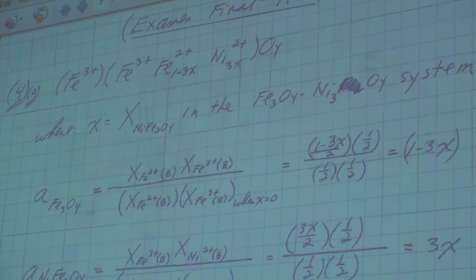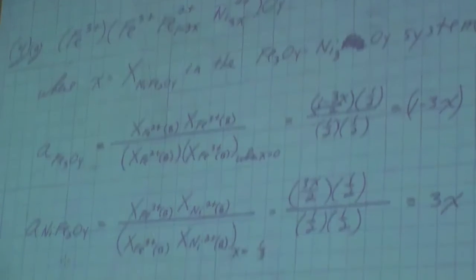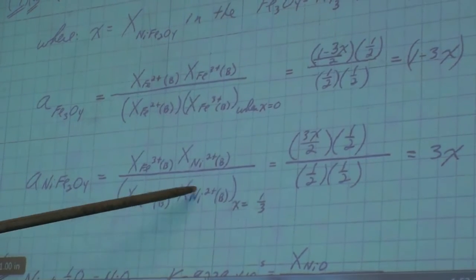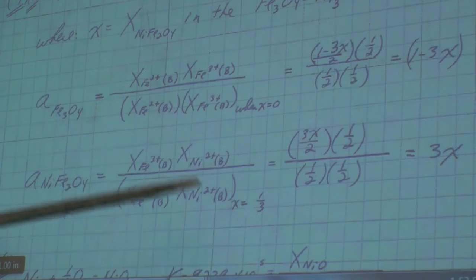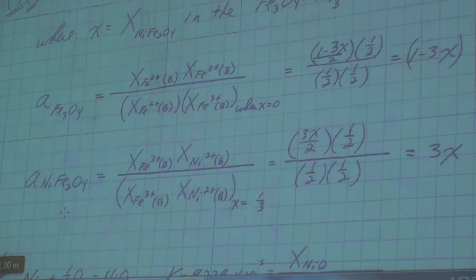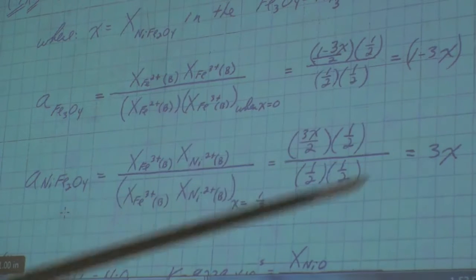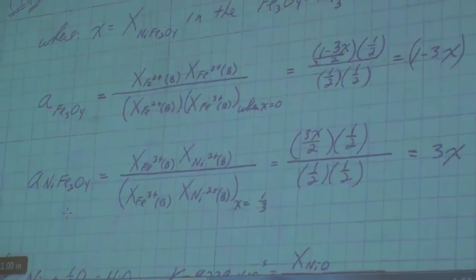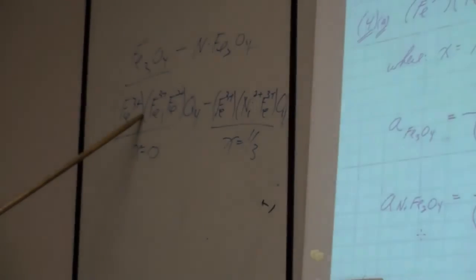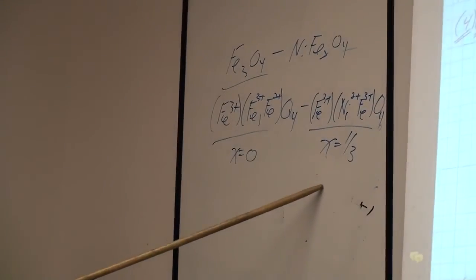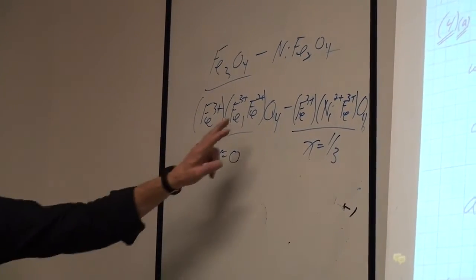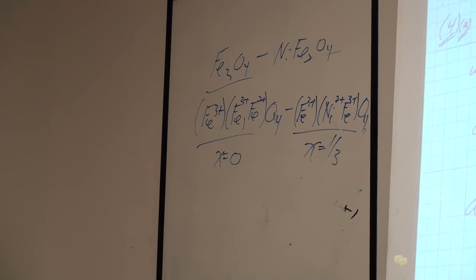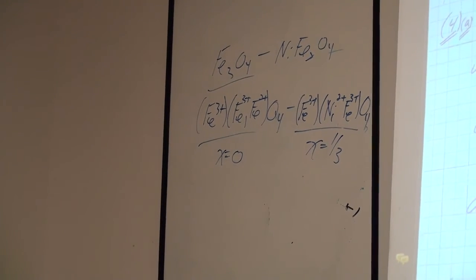The activity of NiFe2O4 is the mole fraction of iron 3+ on the B sites times the mole fraction of nickel 2+ on the B sites, divided by the values of those two when x equals 1/3, when you're at the pure material, which again is 1/2. So that's equal to 3x. Okay, so going from x to 1/3, the activity of Fe3O4 is 1 minus 3x. The activity of this stuff is 3x. It's basically just an ideal mixture on this site. And that's what you get if you have an ideal mixture.